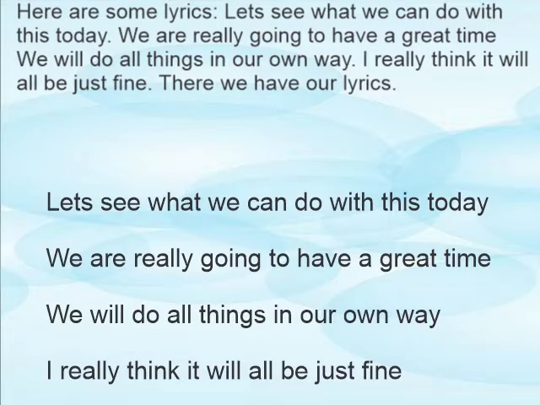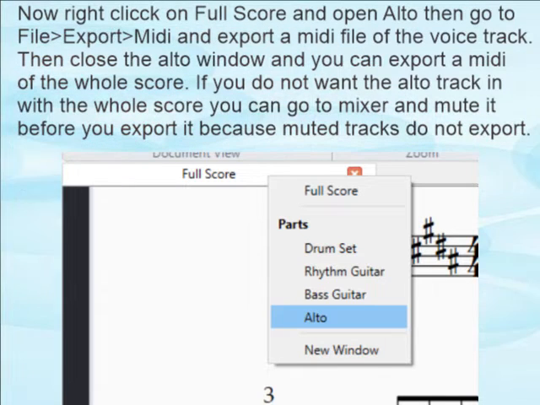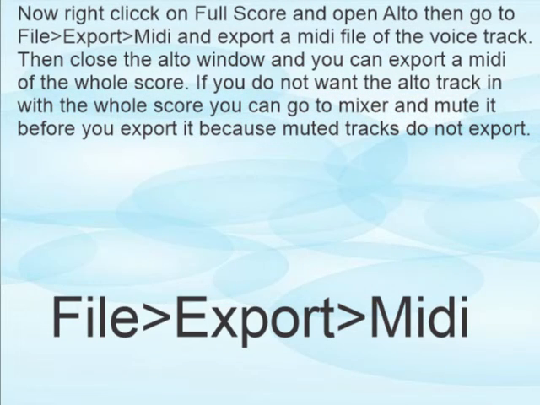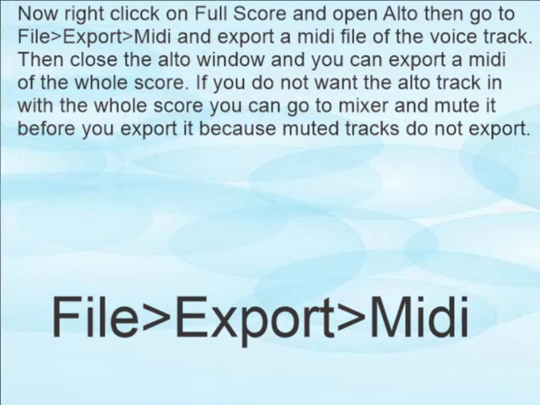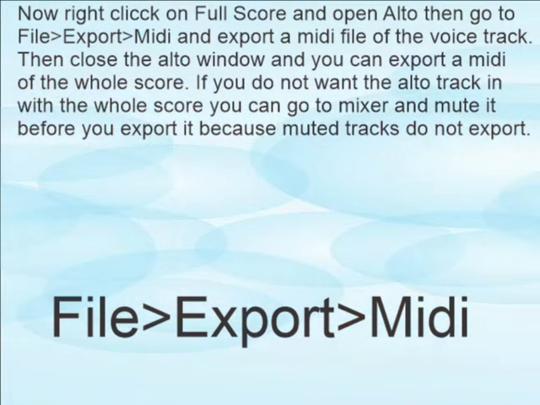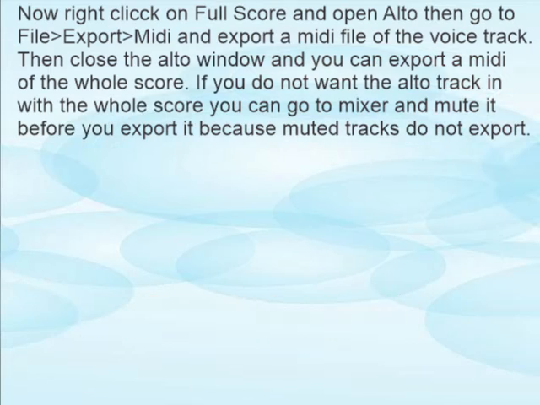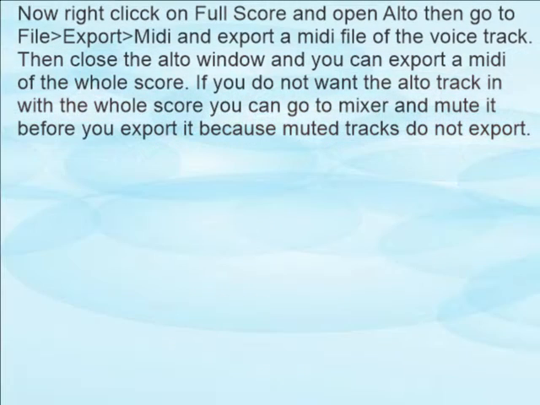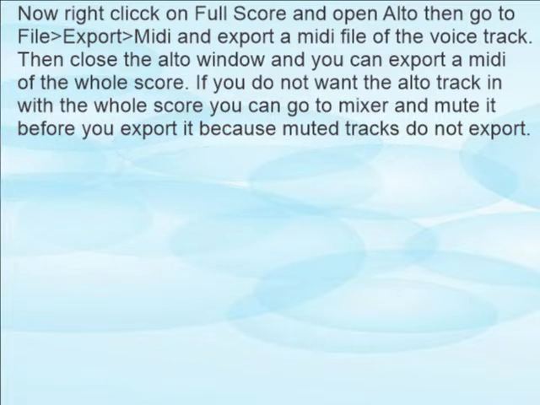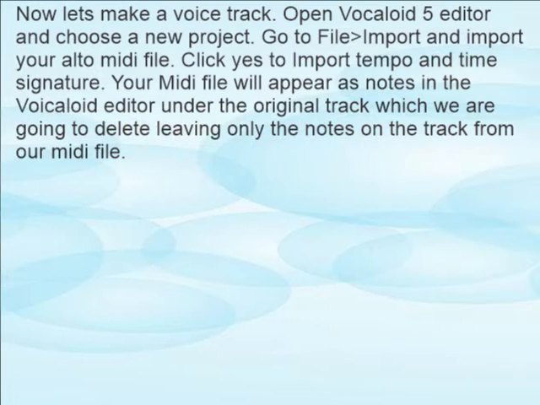There we have lyrics. Now right click on full score and open alto. Then go to File, Export MIDI, and export a MIDI file of the voice track. Then close the alto window and you can export a MIDI of the whole score. If you do not want the alto track in with the whole score, you can go to the mixer and mute it before you export it, because muted tracks do not export.